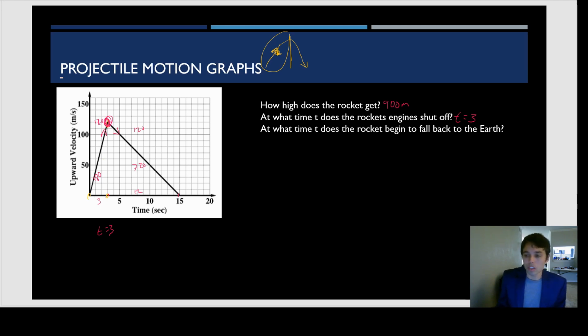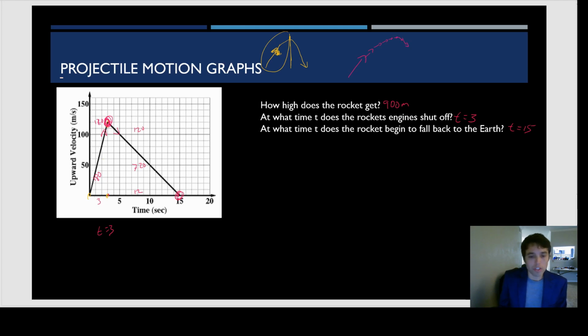At what time t does the rocket begin to fall back to the Earth? Well, it's right here. It is t equals 15. You might say, "Oh, mister, you said its rocket shut off at t equals 3." Yeah, its rocket shut off. That doesn't mean it immediately falls back down, right? Doesn't it have a lot of upward velocity already? It's got to lose that upward velocity before it can actually turn around and then start falling back towards 0.